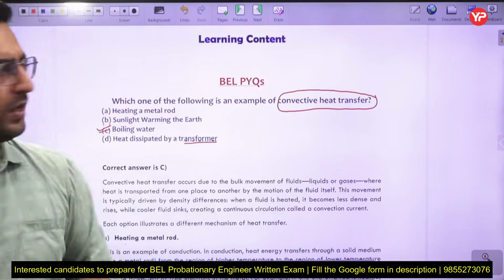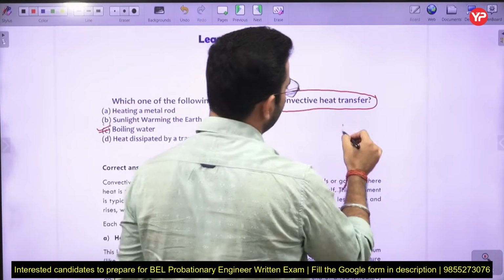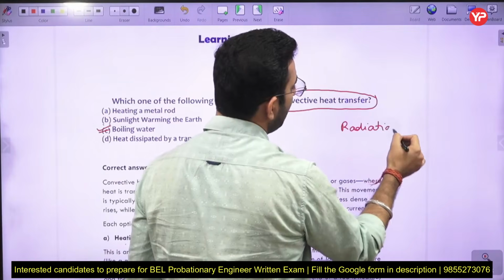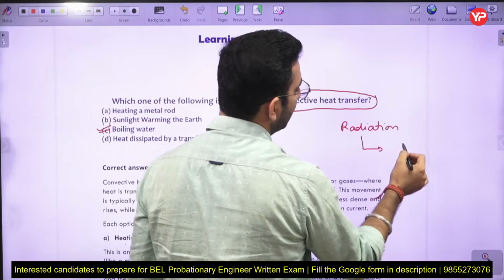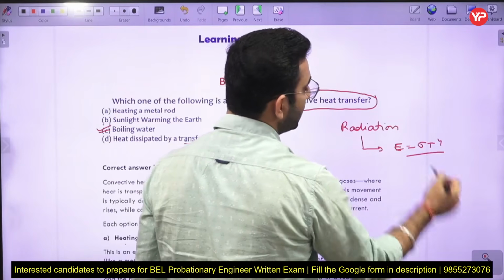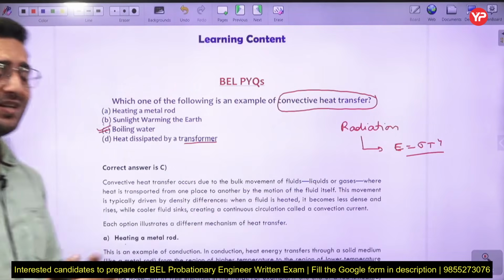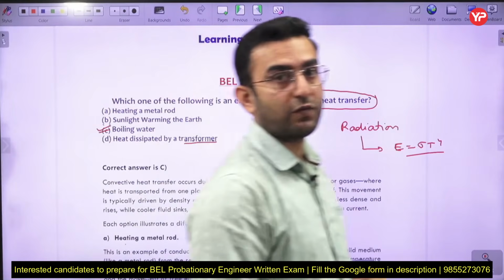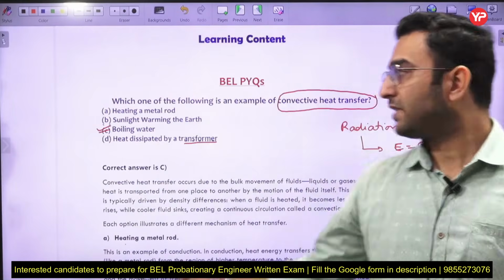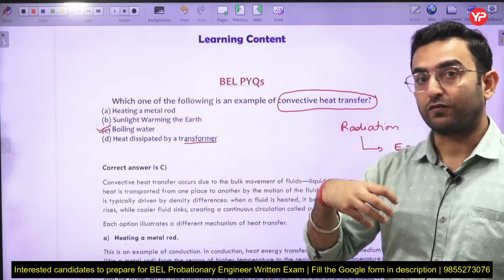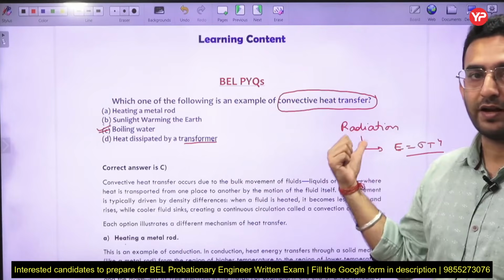Generally, in radiation heat transfer, we have the Stefan-Boltzmann law, which tells you that the energy emitted from the surface is directly proportional to sigma T to the power 4. So the higher the temperature difference, the higher the radiation heat transfer from the body. So in the case of a transformer, the heat radiated from the transformer is due to radiation only, due to the high temperature.